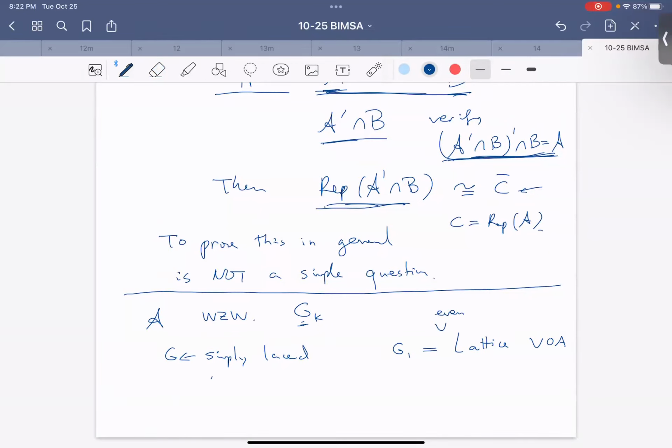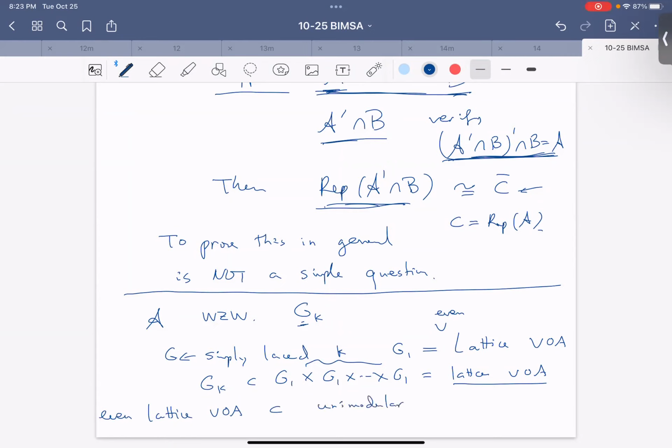So in other words, the level 1 is embedded into a lattice, but of course the level K is going to be embedded in G1 cross G1, K times, right? Because the level is additive under tensor product, okay? So this is going to be a lattice VOA. When you tensor the lattice, you still get a lattice. So GK is embedded in the lattice VOA. And here's the result I learned recently from Dong: any lattice VOA, let's say even lattice VOA, is embedded into a unimodular lattice. Let's write this lattice as B, okay? Unimodular lattice simply means that the corresponding lattice VOA is holomorphic.